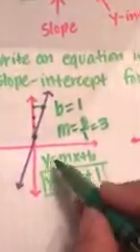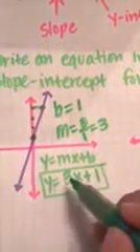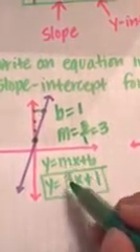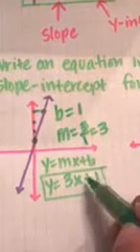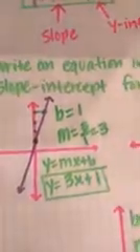Now we're going to use the equation y = mx + b. 3 goes in the place of m, so y = 3x + 1, where 1 goes in the place of b.